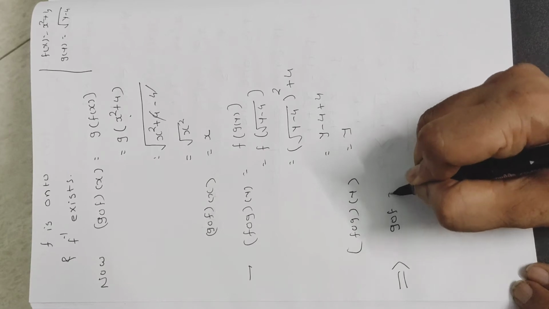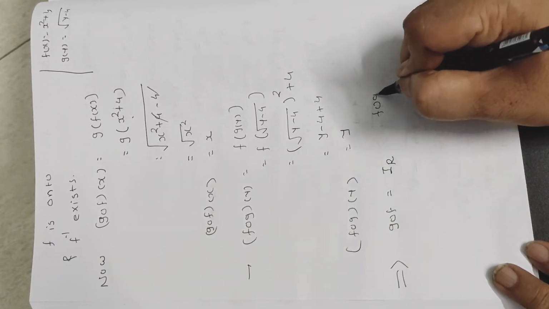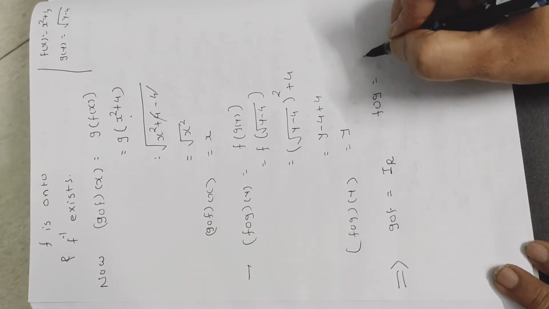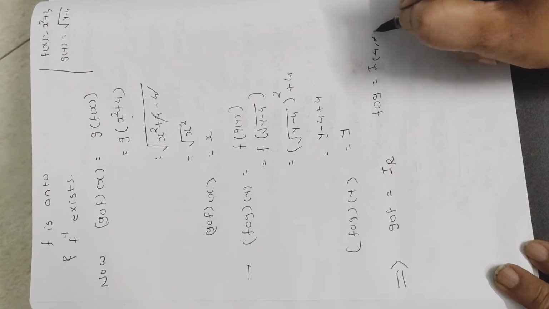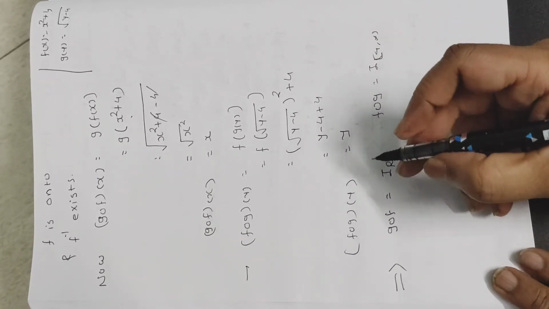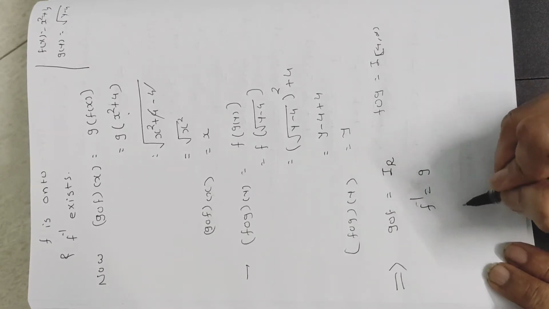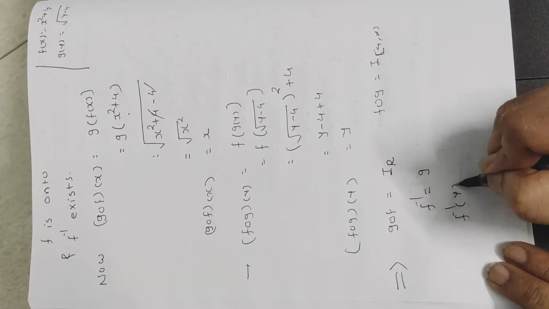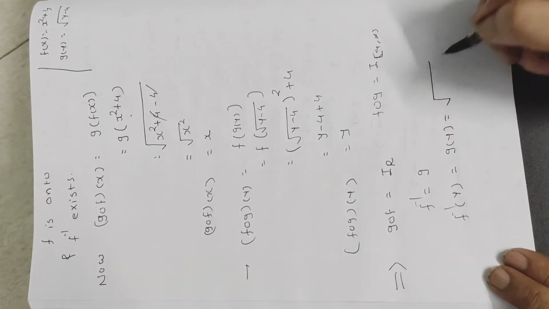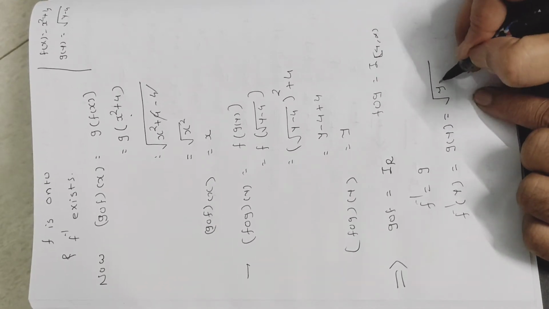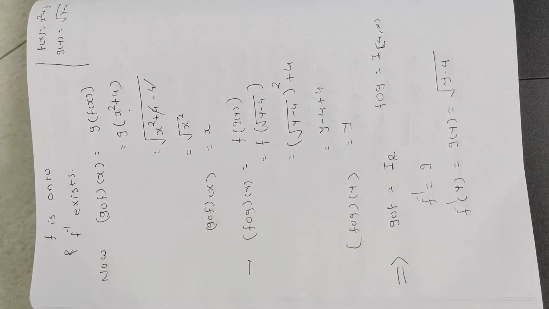So finally I can write GOF is equal to identity and FOG is equal to also identity. This is 4 to infinity. So F inverse is equal to G. So F inverse y is equal to G of y is equal to under root y minus 4. This is our 8th example.